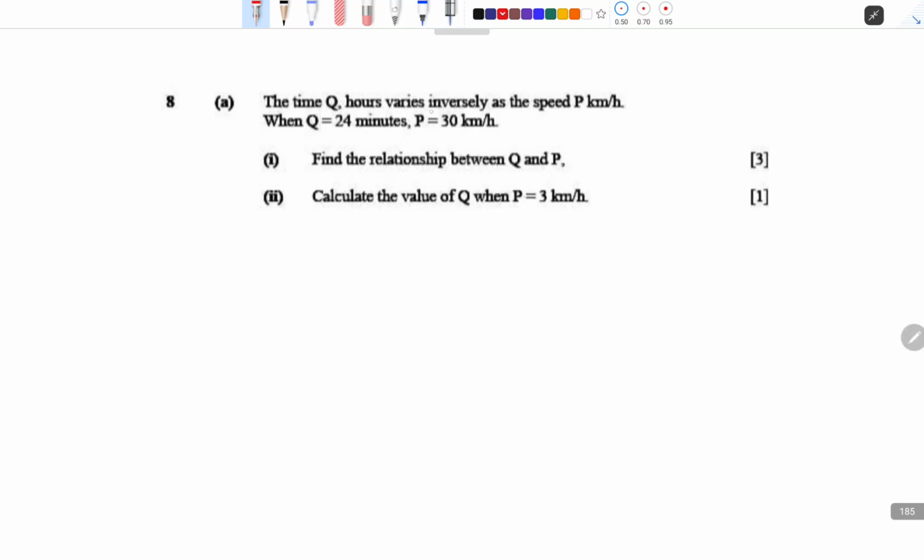Why? Because they are saying varies inversely. So inversely denotes the type of variation under consideration. So whenever you see this word inversely, it means 1 over something, 1 divided by something. I hope you are following, class.